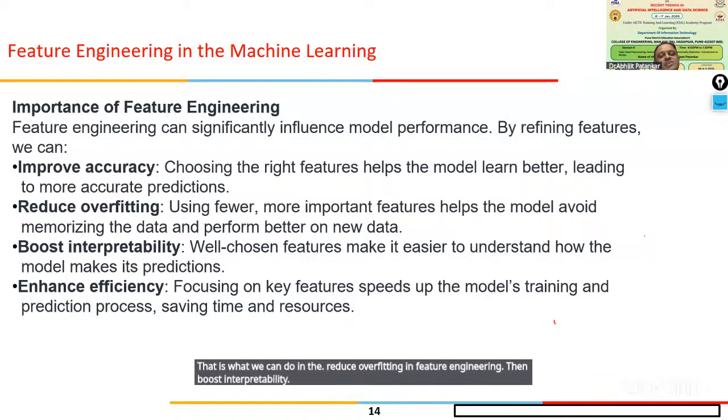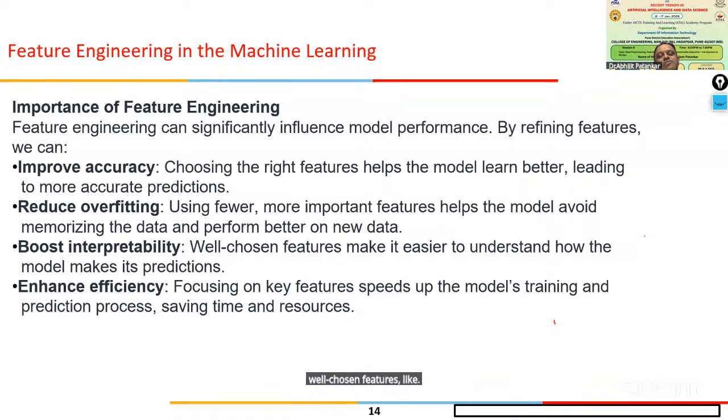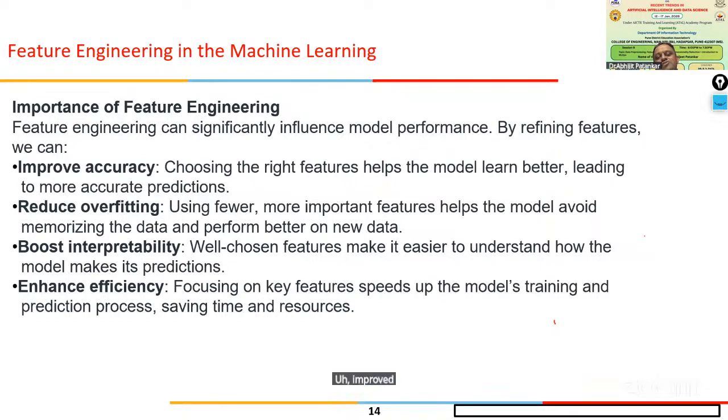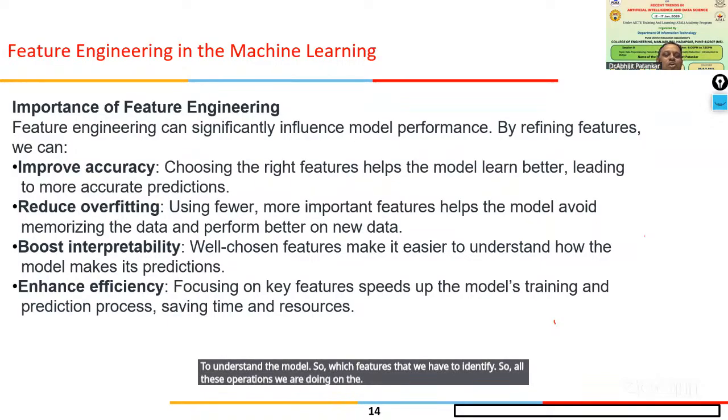Well-chosen features make it easier to understand how the model makes its prediction. For a prediction-based model, its interpretability must be improved by choosing the important features to understand the model. So which features do we have to identify? All these operations we are doing on the raw data set.